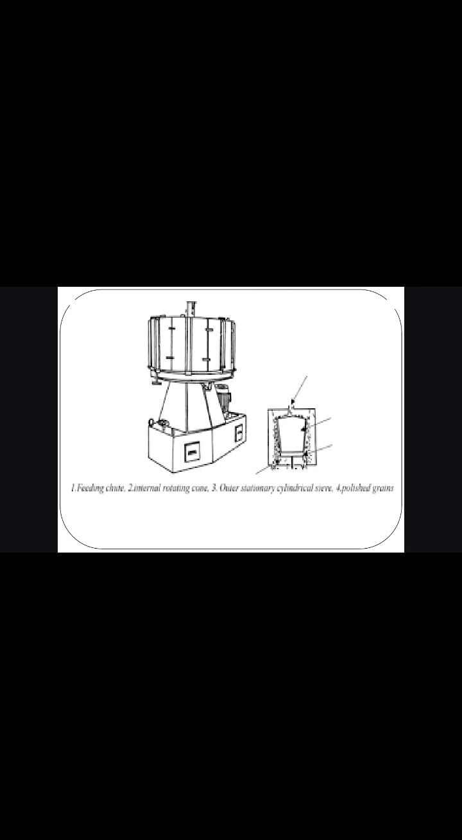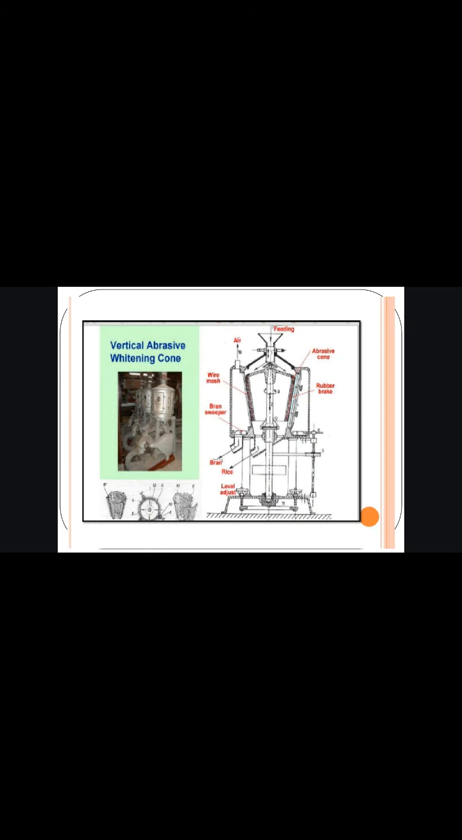Okay, this is the vertical polisher. The vertical cone polisher consists of a feeding hopper, an internal rotating cone, an outer stationary cylindrical shoe, and polished grain outlet. Okay, the figure shows the vertical abrasive whitening cone, feed hopper, abrasive cones, rubber brakes, bran shaper, wire mesh, air outlets for brown rice, and also the level adjustment of the vertical abrasive whitening cone.